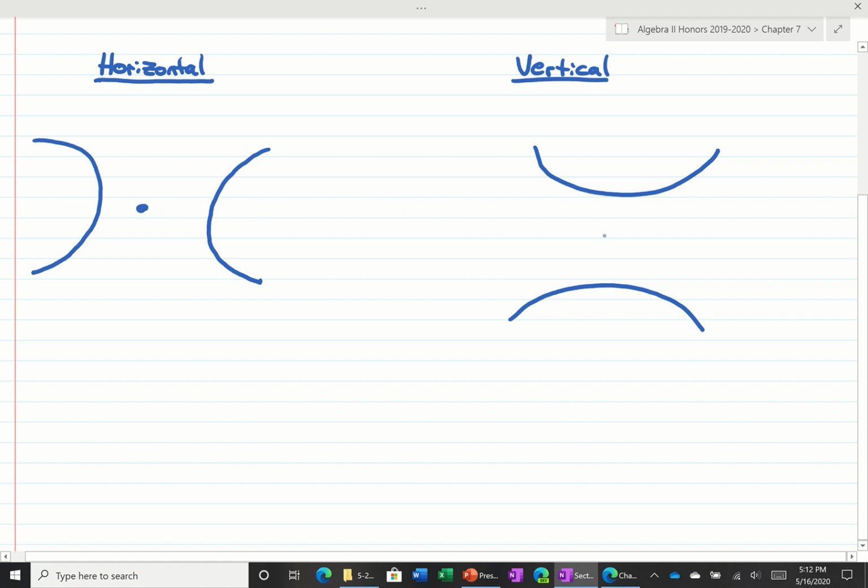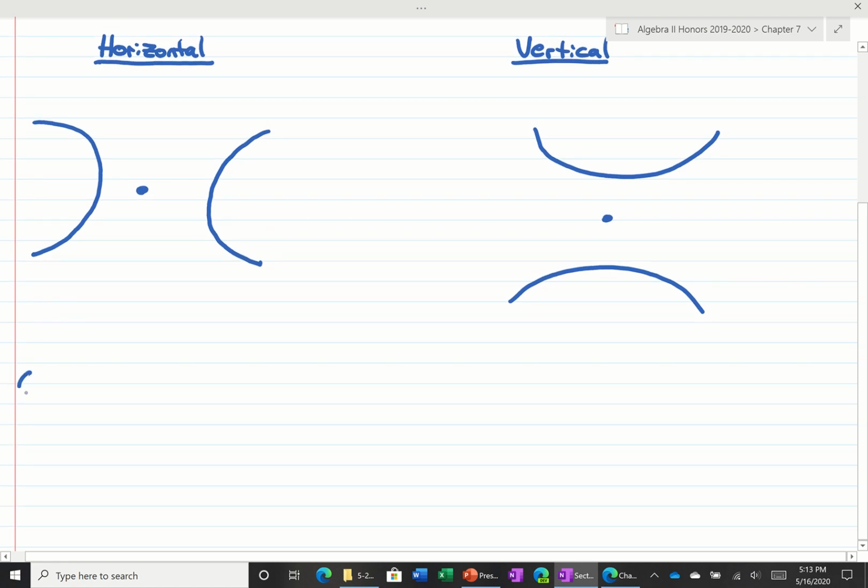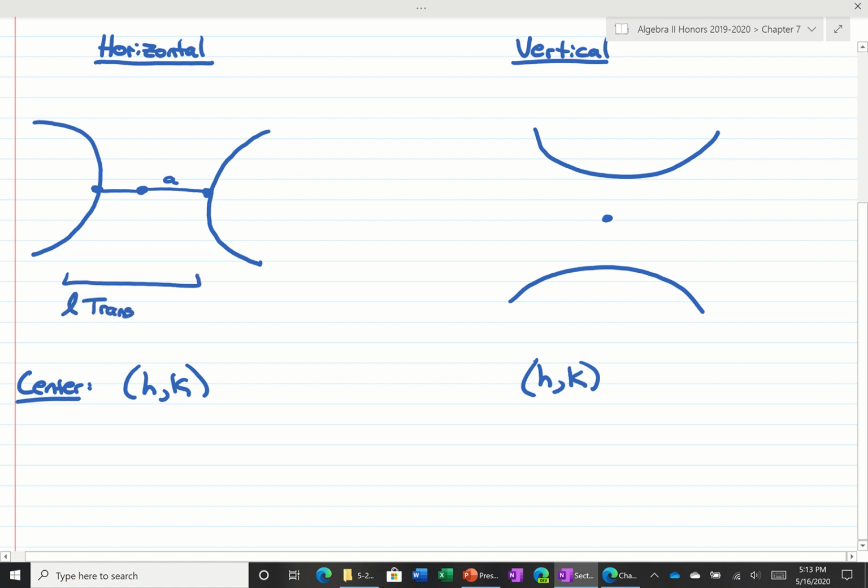Now each one of these graphs still has a center. But now ellipses have what's called a major axis, while hyperbolas have what's called a transverse axis. Transverse is kind of like the major axis. So each of these distances is a units long, and the length of the transverse would therefore be 2a units. If it's vertical, the transverse goes vertically.